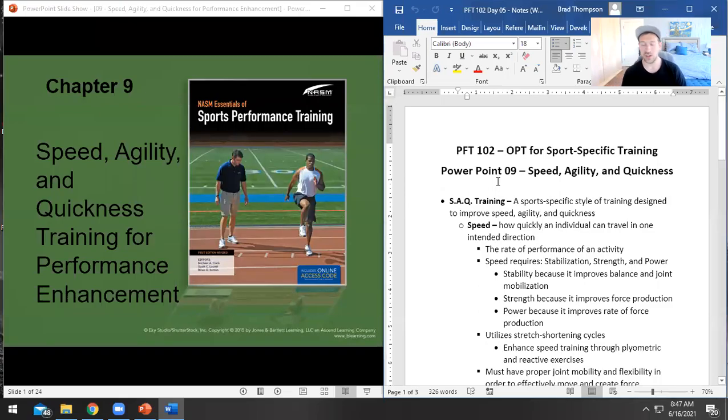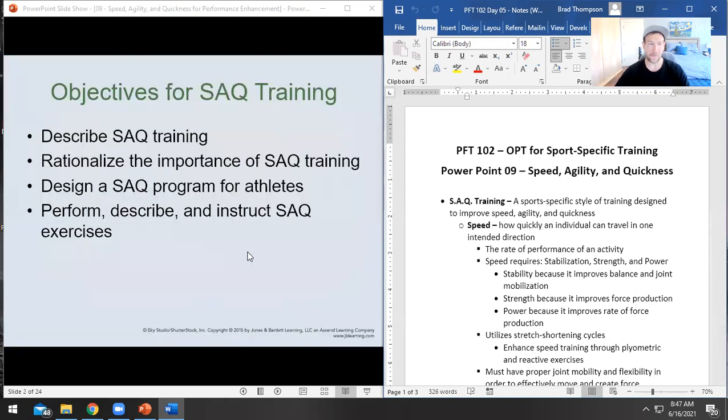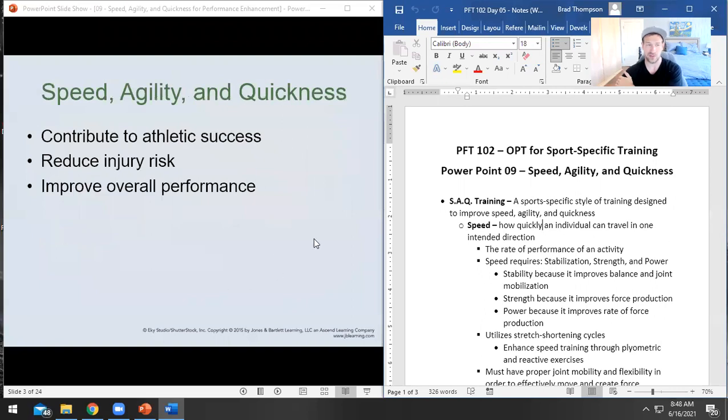So today we are looking at chapter 9 of the PES book, the sports performance training book, and we are going to be looking at how to train for speed, agility, and quickness. So our goals today are to be able to describe what I mean when I say SAQ training, the rationale and importance of it, which, obviously with athletes, is pretty sport specific stuff, and then how to design a good SAQ program, and we'll talk about how to safely instruct that as well.